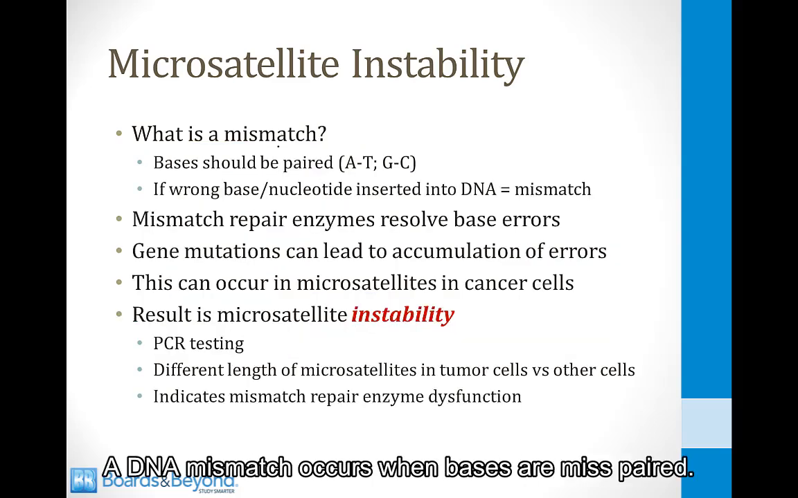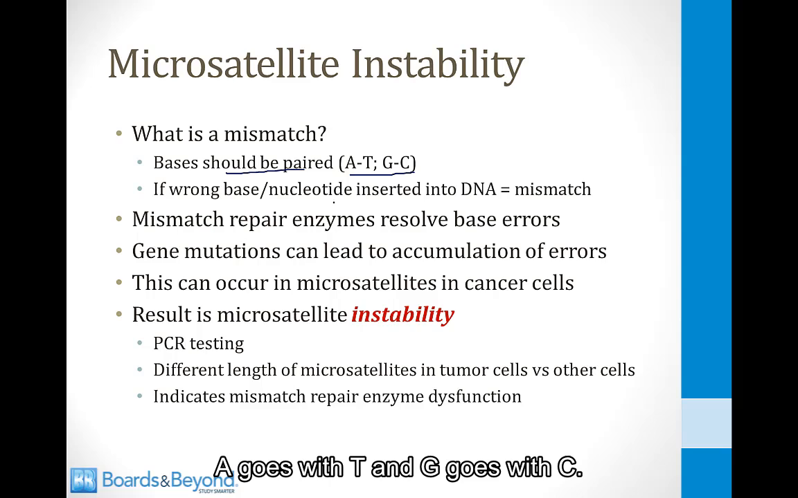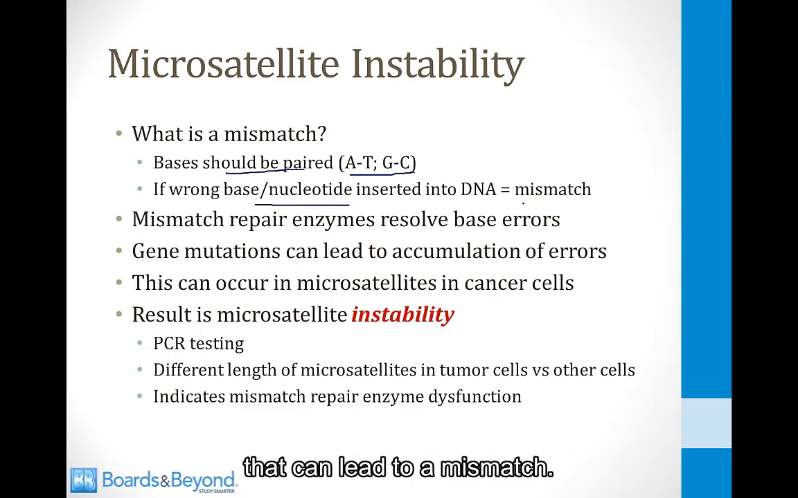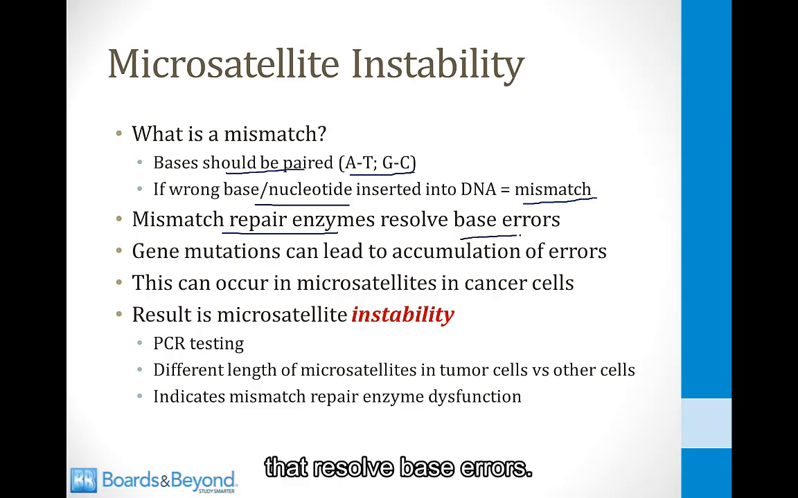A DNA mismatch occurs when bases are mispaired. So as you know, bases should be paired in DNA. A goes with T and G goes with C. If the wrong base or nucleotide is inserted into DNA, that can lead to a mismatch. Now luckily, we have mismatch repair enzymes that resolve base errors.